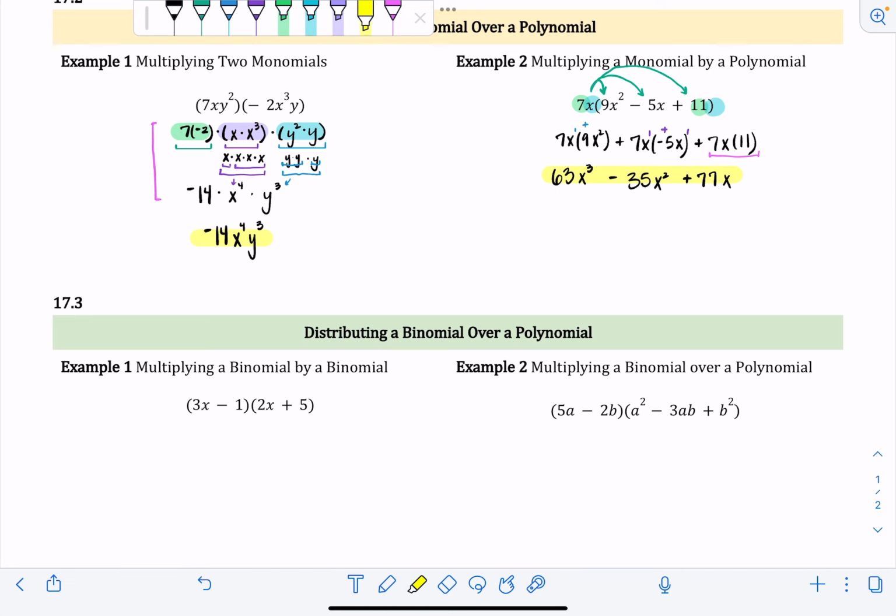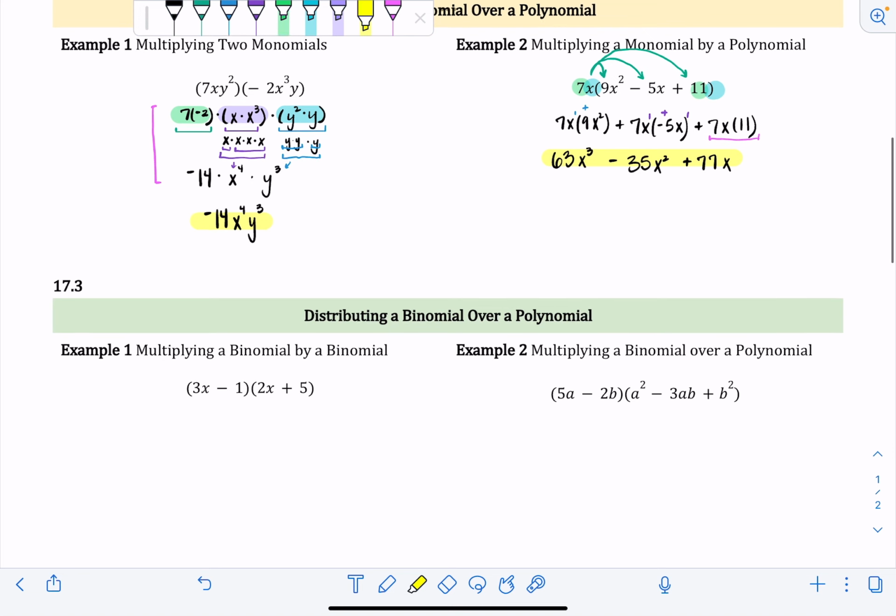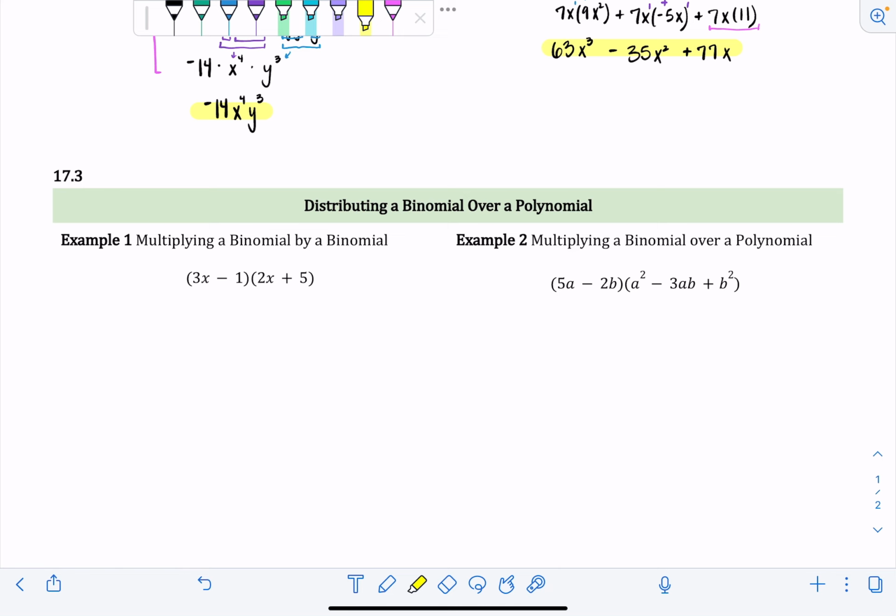Okay, moving down to 17.3, distributing a binomial over a polynomial. So a binomial means two terms. For example, this first parentheses is a binomial because there's two terms in there, and the second parentheses is also a binomial because there's two terms right there. In example 2, this is a binomial, two terms. This one would technically be a trinomial because there's three terms. That's the end of our special names. After three terms, we call it a polynomial, which is just a general term for any amount of terms.